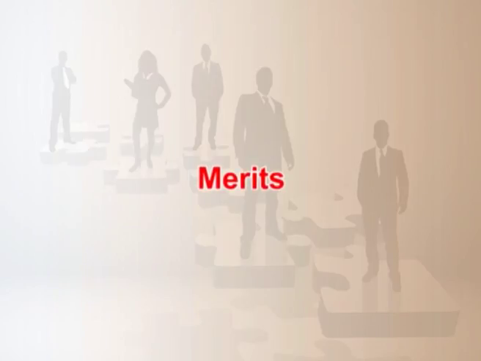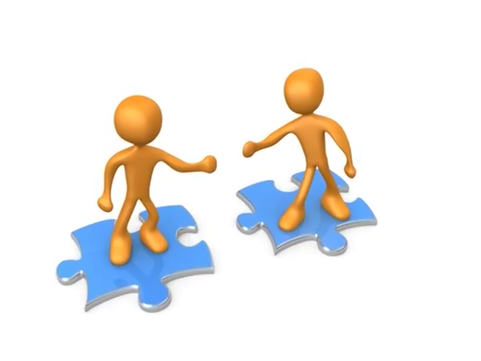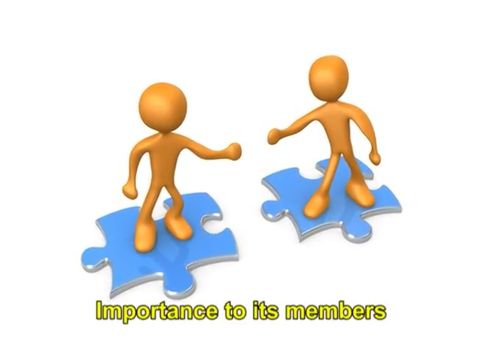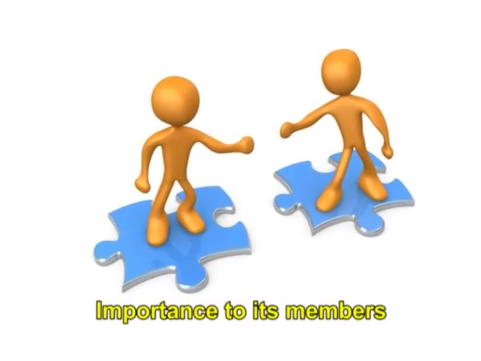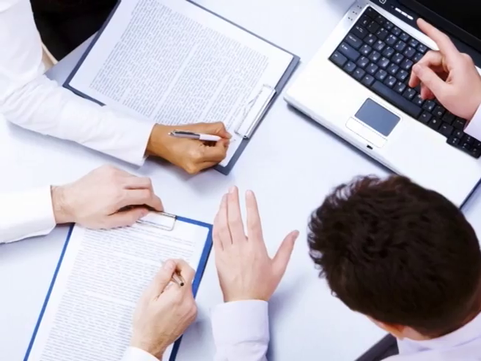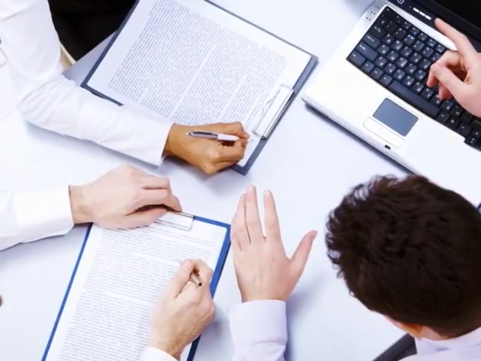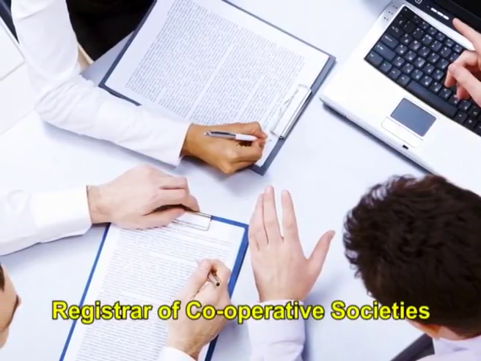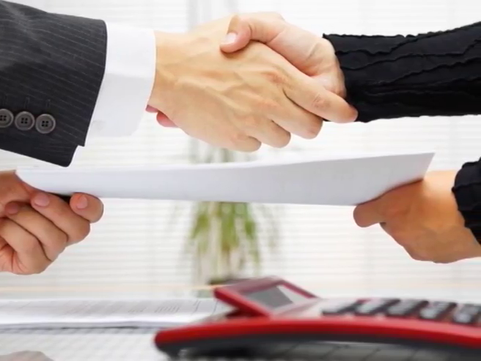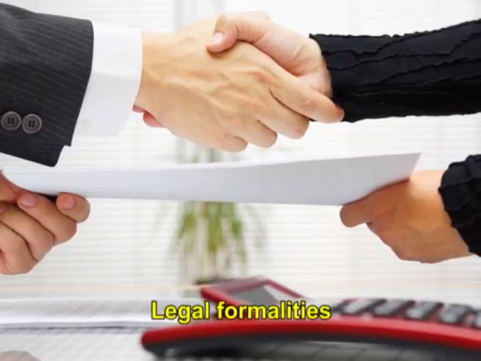Next, what are the merits of this cooperative society? The cooperative society is the only form of business organization which gives utmost importance to its members rather than maximizing its own profits. After studying its characteristics and different types, we may now study the merits of this form of business organization. It's easy to form. Any 10 adult members can voluntarily form an association and get it registered with the Registrar of Cooperative Societies. The registration is very simple and does not require many legal formalities.